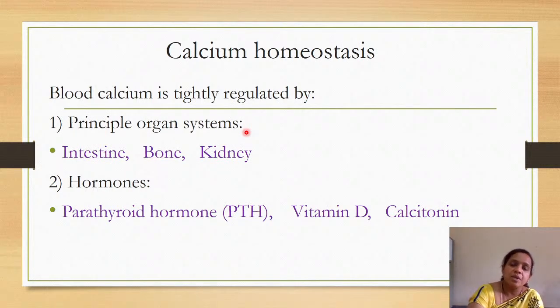Now, how has vitamin D come up as a hormone? Why do we call vitamin D a hormone? Because the mechanism of action of vitamin D is exactly the same as that of any steroid hormone: binding to the DNA, transcribing a particular gene, and a particular protein is translated from that. So the mechanism is similar to that of a steroid hormone. That is why it is put under the hormone section.